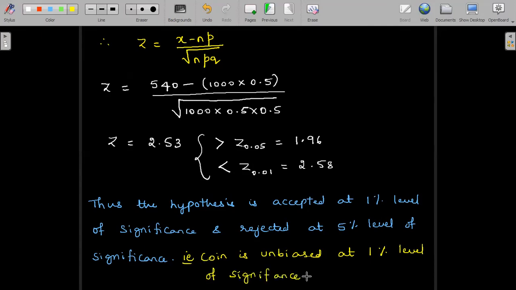So that's how a simple problem on Z test under the case of test of significance of proportions can be obtained easily. We'll see the second problem now.